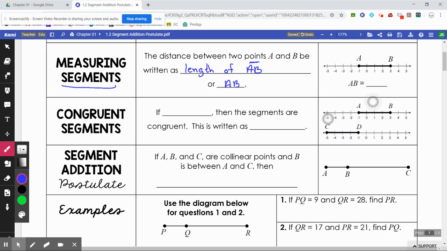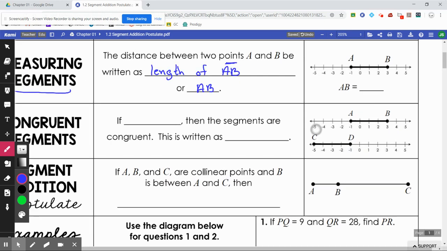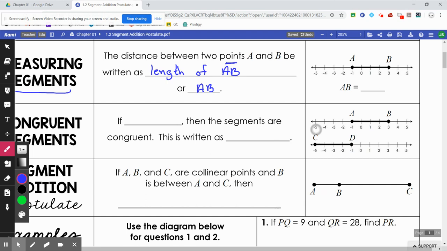Now, how can we find that? If you're dealing with a number line here, you can simply count. AB, again, notice there's no symbol above it, is how far is it from here to here? How far is it from -1 to 3? You can do the math there by subtracting, or you can just count 1, 2, 3, 4. So AB here is 4.